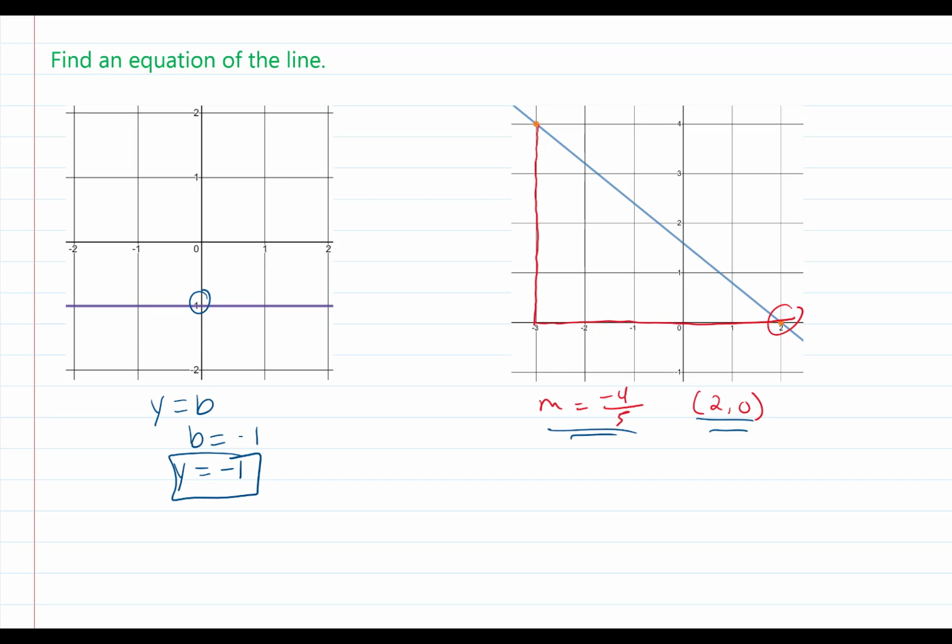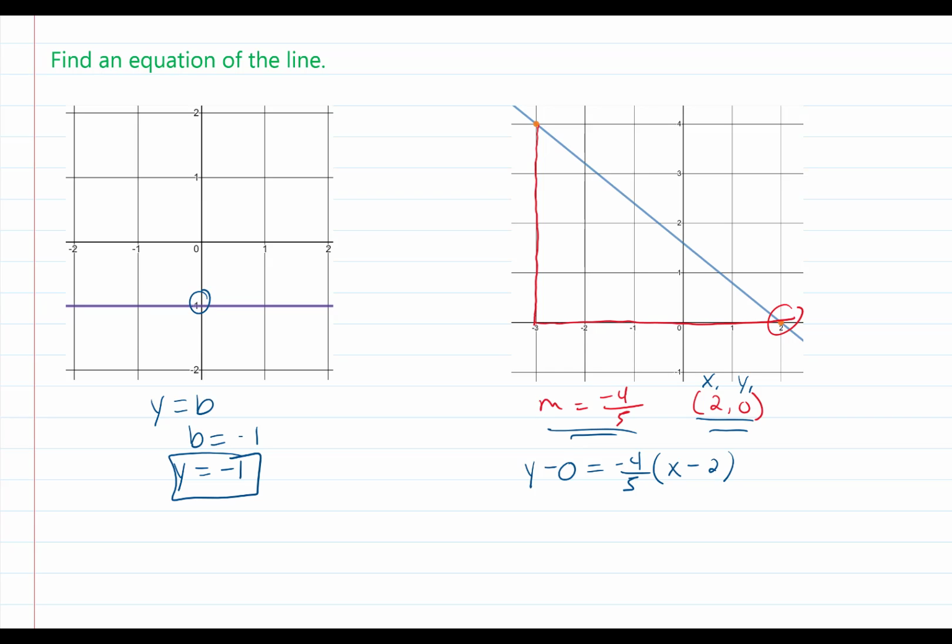Now, point slope form is y minus, and remember x sub 1 and y sub 1 represent one point that is on the line, so therefore my x sub 1 will be 2 and my y sub 1 will be 0. You could have also chosen negative 3 comma 4 as your x sub 1, y sub 1. I just chose 2 comma 0. So it'll be y minus 0 equals negative 4 over 5 times x minus 2.